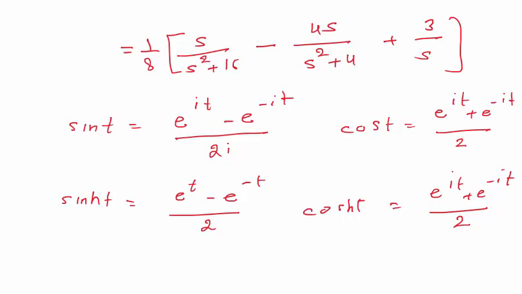If I have sin at, then I will write e power iat minus e power minus iat upon 2i and so on. So using this formula and binomial expansion, I can write expansions for any power of sine or cos.